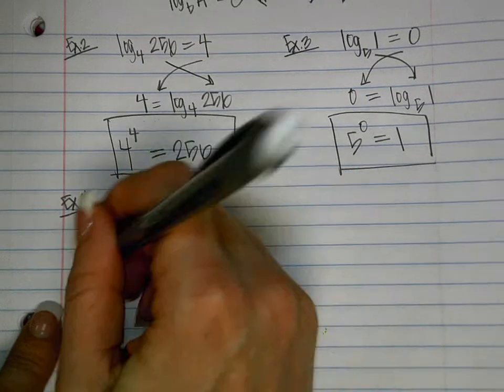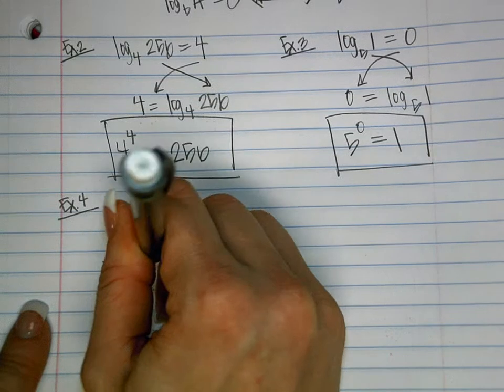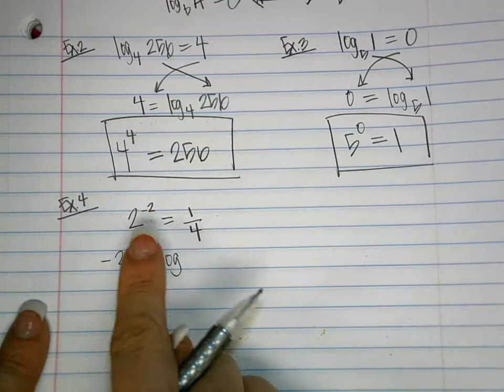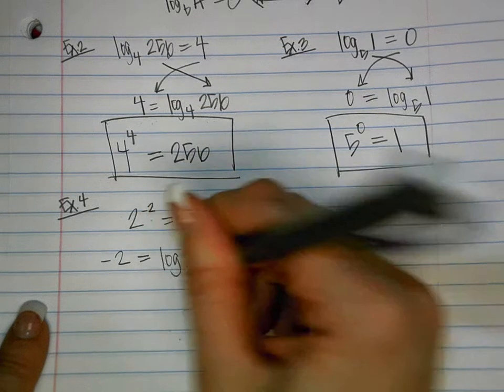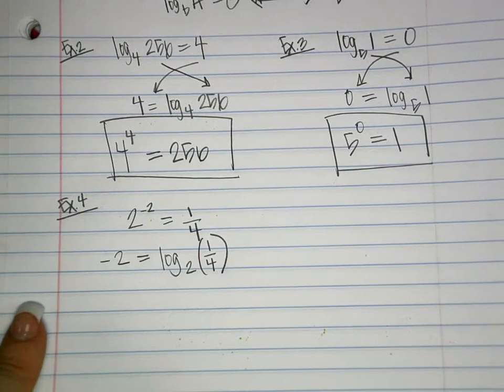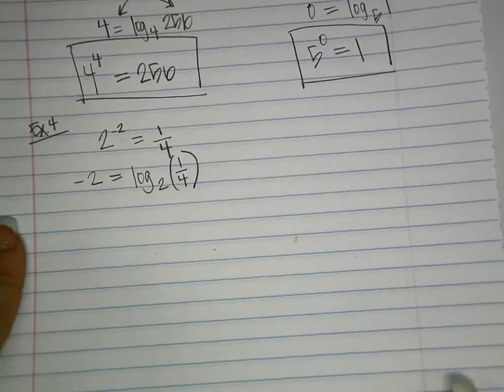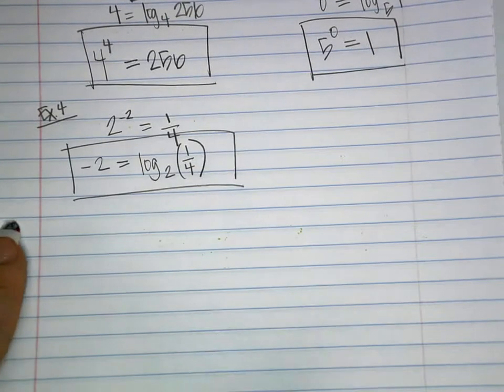Negative 2 is the exponent on, so we write equals log. So negative 2 is the exponent on 2 that makes 1/4. That is how you would go backwards. Okay, so if I was going from exponent form to log form.